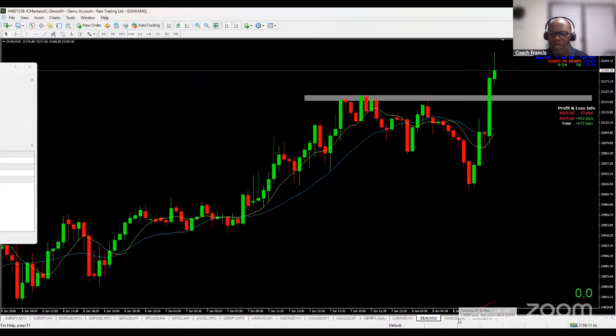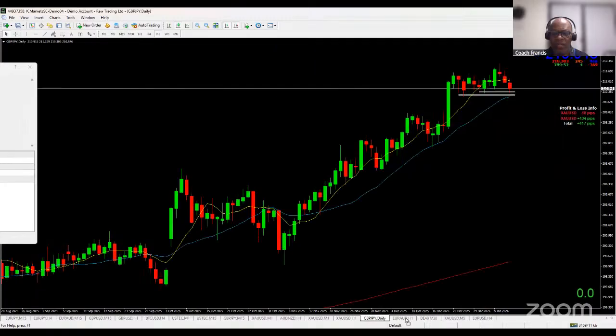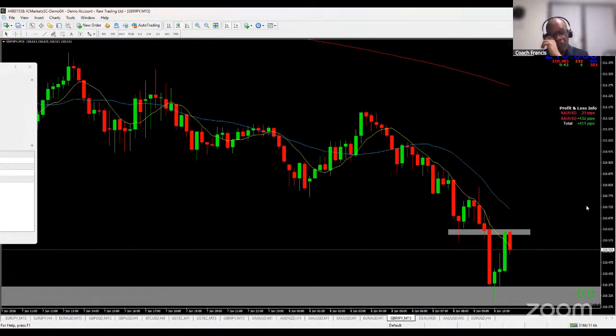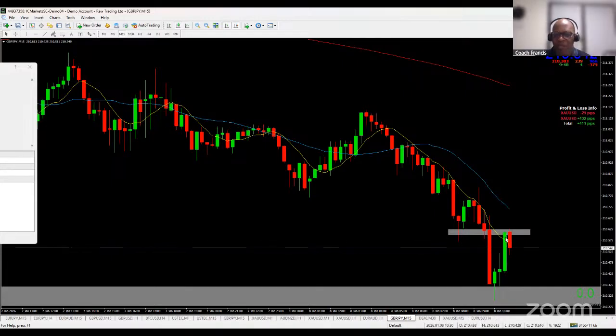Okay, so coming back to GJ now, we will basically see what happens here. If it breaks this resistance, then we'll be looking to buy. Otherwise, it might be wanting to sell.